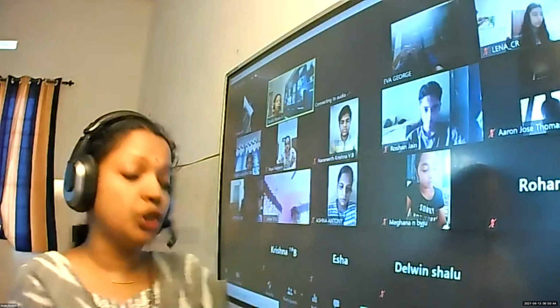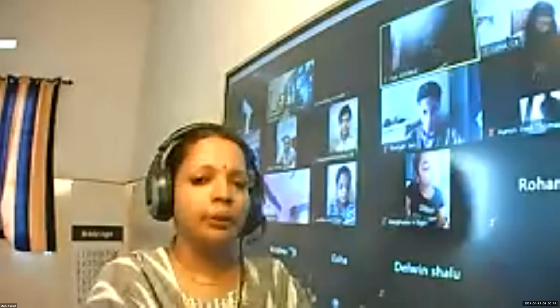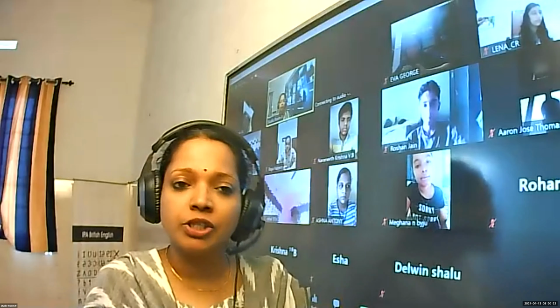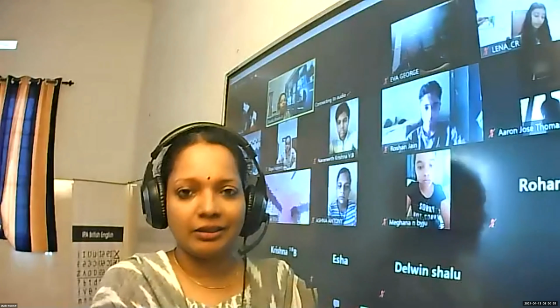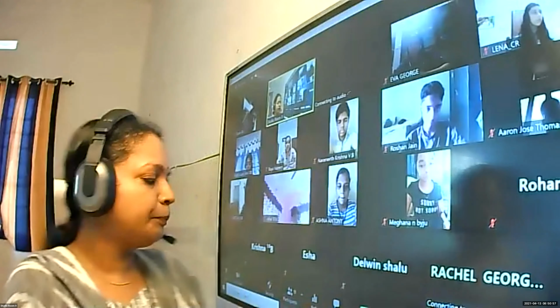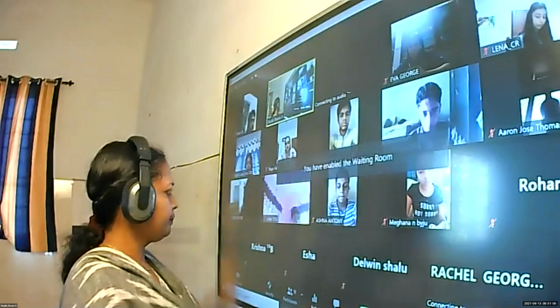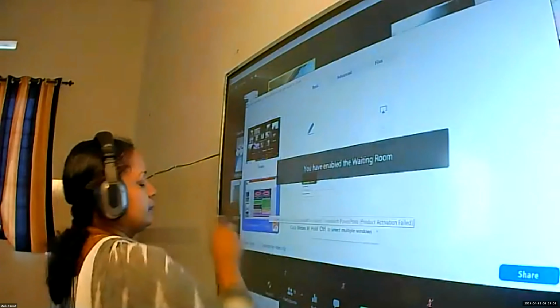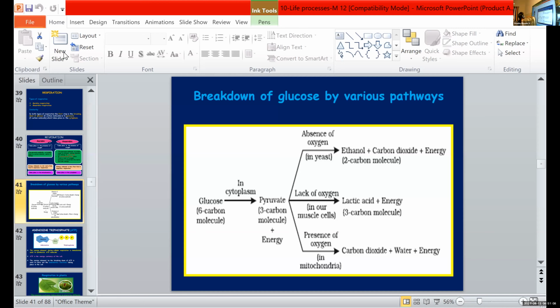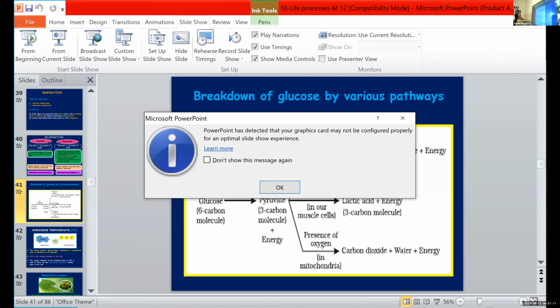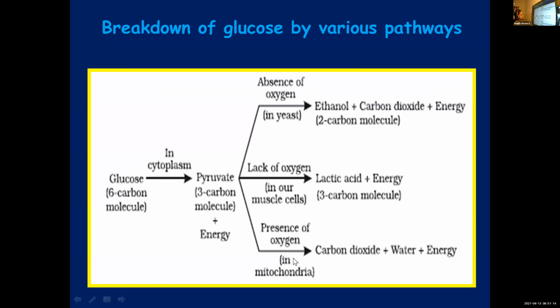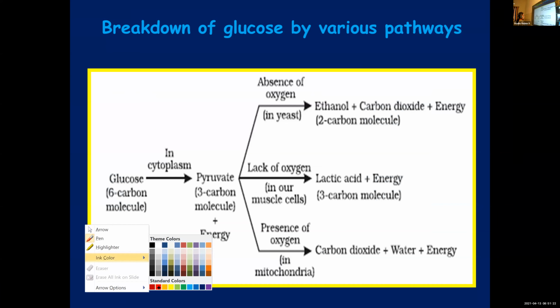I told you there is a flow chart given in your textbook showing the breaking down of glucose through different pathways. Aerobic and anaerobic respirations are given. That flow chart you should practice. So I'll show you that flow chart and let's see what is given over there. Breaking down of glucose by different pathways. This is the same diagram given in your textbook, and the main points we already learned. I'll show it once again.